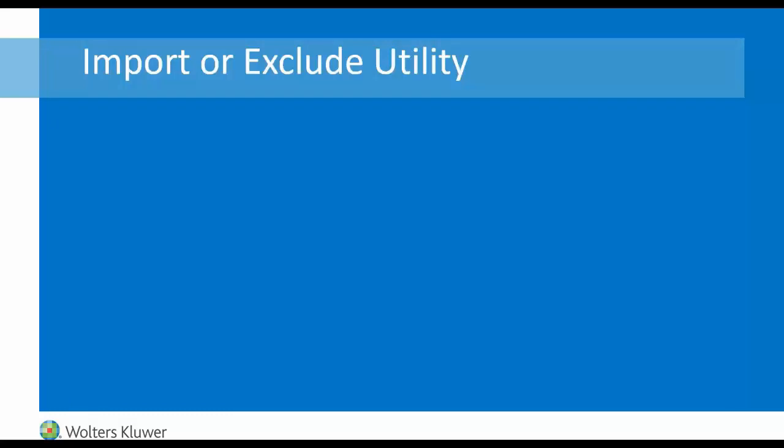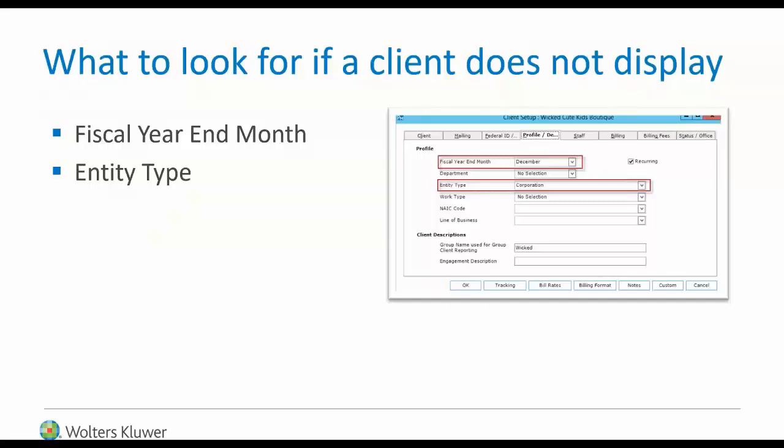So we're going to start off with the import or exclude utility. What do we want to look for if a client does not display on the import or exclude utility? I added a brand new client today into the practice management application, and then when I go to pull it into XCM, I'm not seeing it. It's not available for me to pull in. The required fields for your client to appear in the XCM utility, where you make that vetting decision, yes, this is an active client and I want to pull it into XCM, or no, this is not a client we will be tracking through the application.